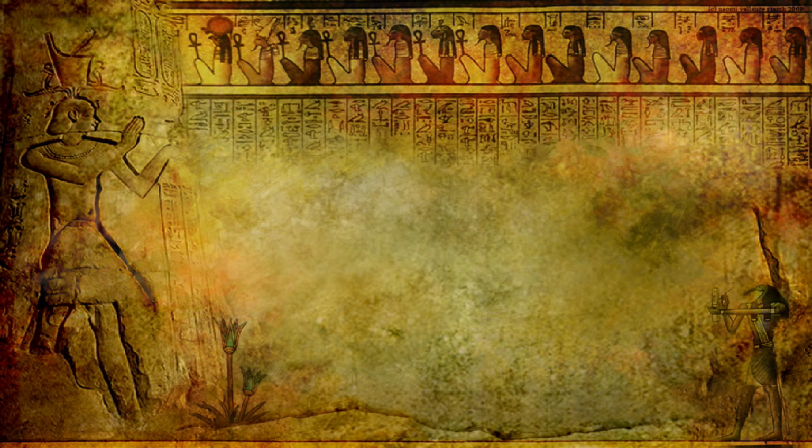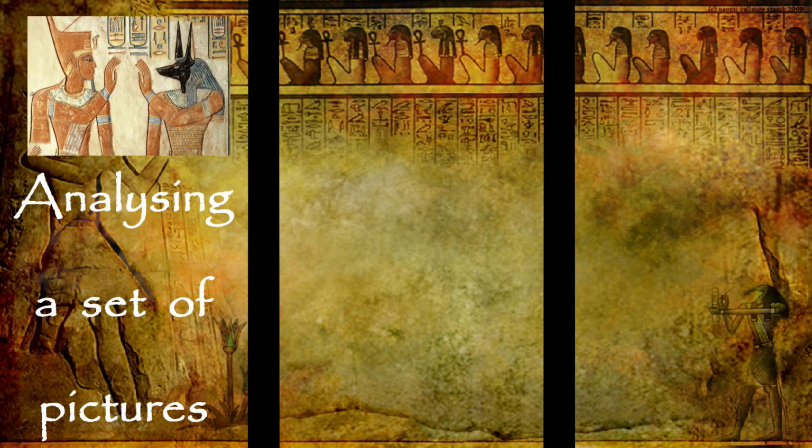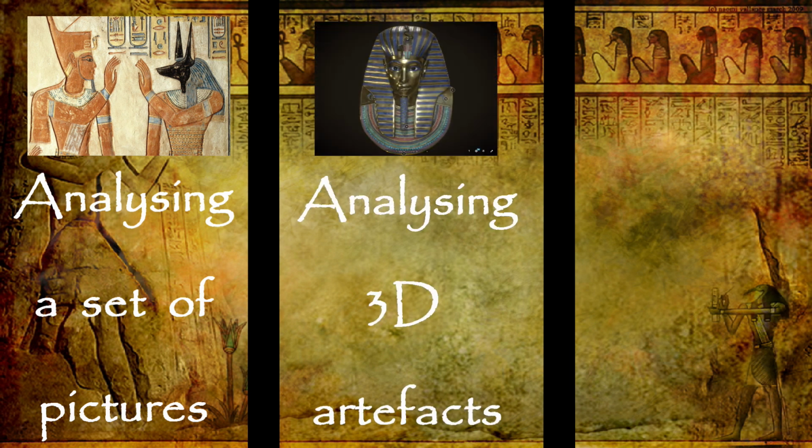So here's how this is going to work today. The video is going to be split into three sections. The first is going to be analysing a set of pictures linked to the Egyptians. Each picture will last about 4 or 5 seconds on the screen, but you can pause the video to make it last a little bit longer. The second section will then show you some artefacts that have been discovered.